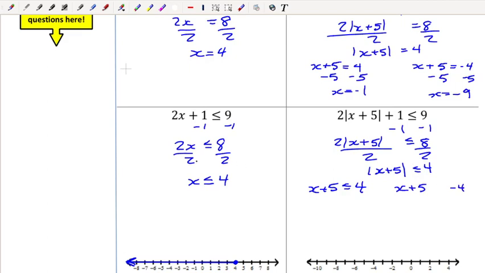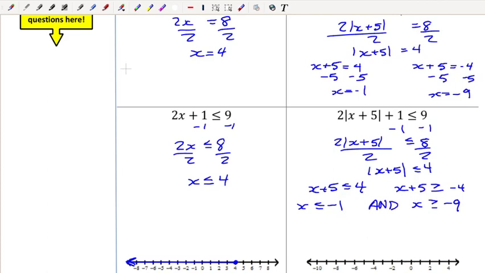Just like I would have flipped the sign if I divided by a negative over here, when I make the 4 a negative, I will flip this sign. So this less than becomes a greater than. And now we've got 2 inequalities that we are going to solve. So x plus 5 less than or equal to 4. So we got x less than or equal to negative 1, and x plus 5 greater than or equal to negative 9. So x is less than or equal to negative 1 and greater than or equal to negative 9.